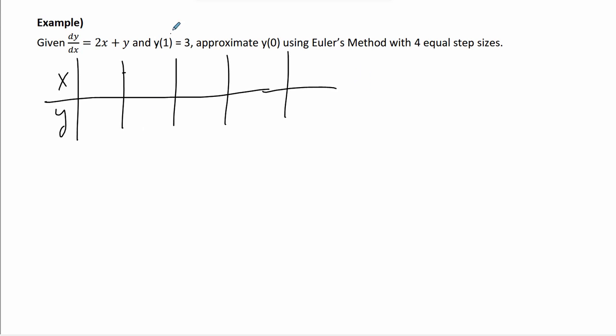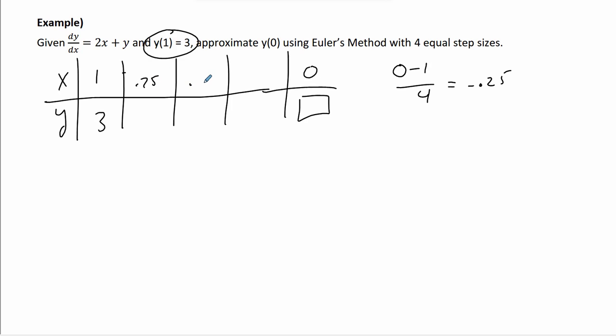I just like to make a table because it really just makes life easier. Okay, so we know the initial condition is when x is 1, y is 3. With 4 step sizes, so this is 1, 2, 3, 4. So this is why I want to find out when x is 0. What is our y value? So if I have 4 equal step sizes, I'm going to say it's 0 minus 1 over 4, which is negative 0.25. So then I'm going to go to 0.75, 0.5, and 0.25 are my values.